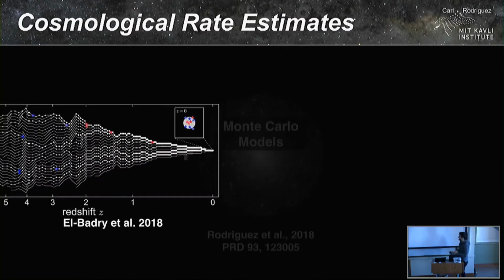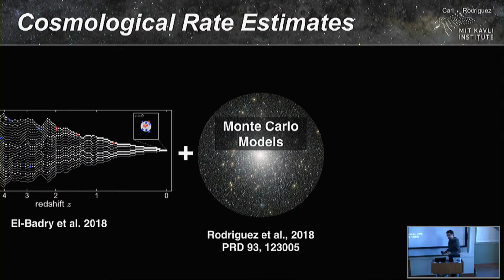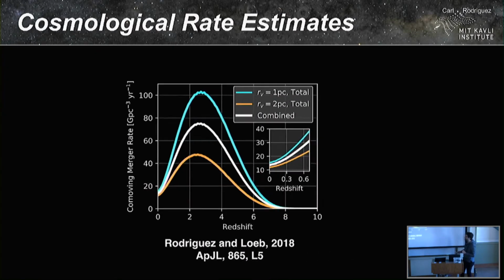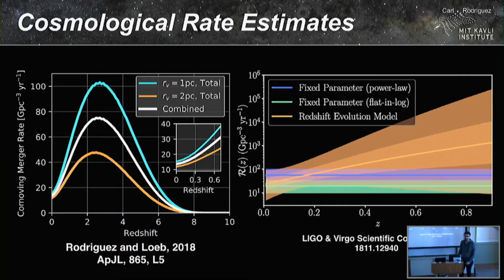I myself am a bit of an expert in doing dynamical simulations of star clusters and extracting the binary black hole properties out of this. Should be really easy to just convolve these two and actually come up with a nice rate estimate. And then we could just compare that and see whether or not this reproduces what you see from LIGO Virgo. And the answer, in very short, is yes.